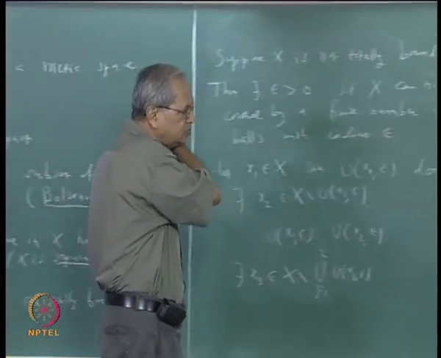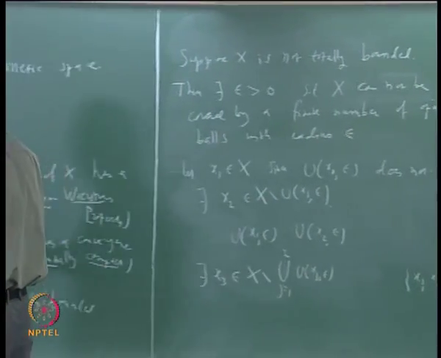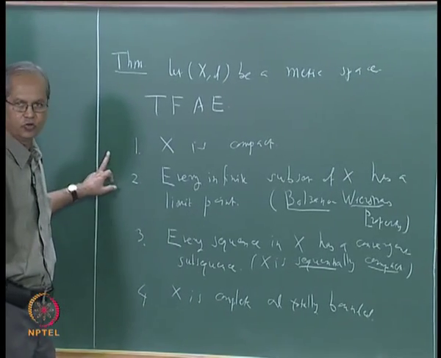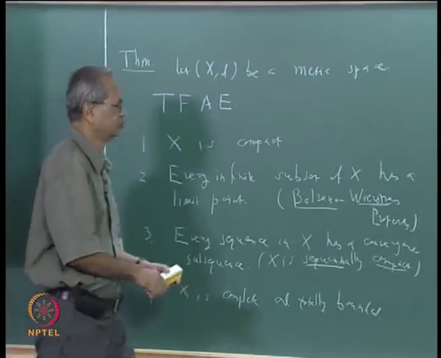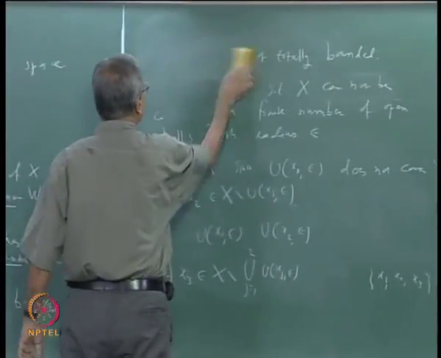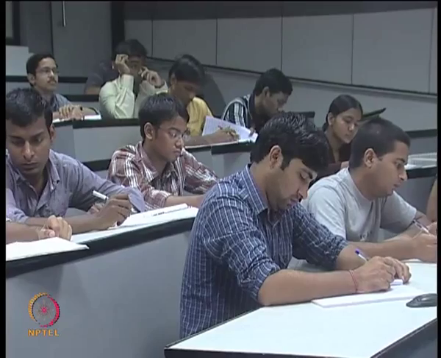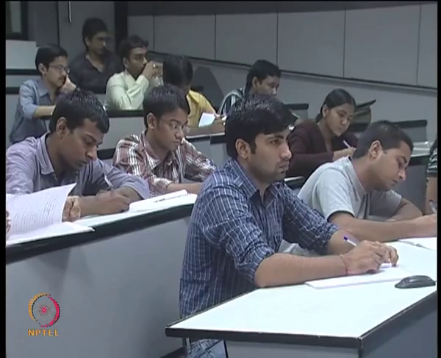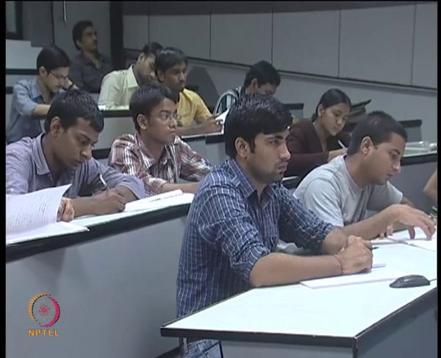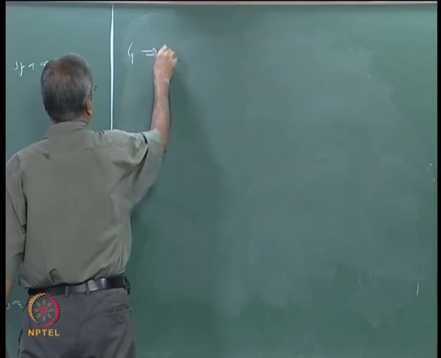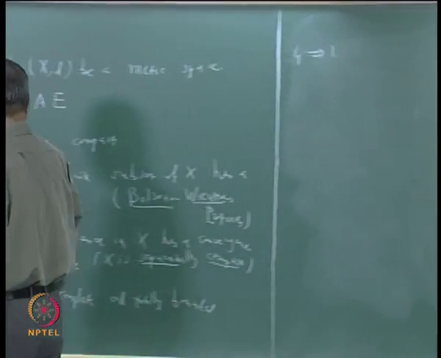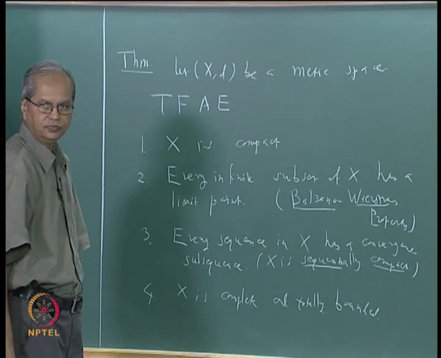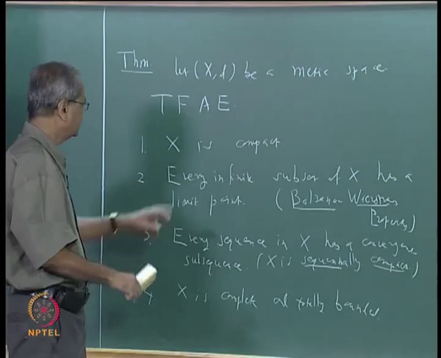So what is left now? We have proved 1 implies 2, 2 implies 3, and 3 implies 4. What is remaining is this last thing, 4 implies 1. So what is assumed now is that x is complete and totally bounded. Using that we have to show that x is compact.